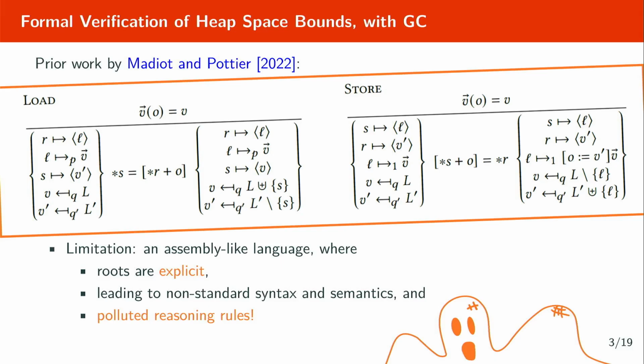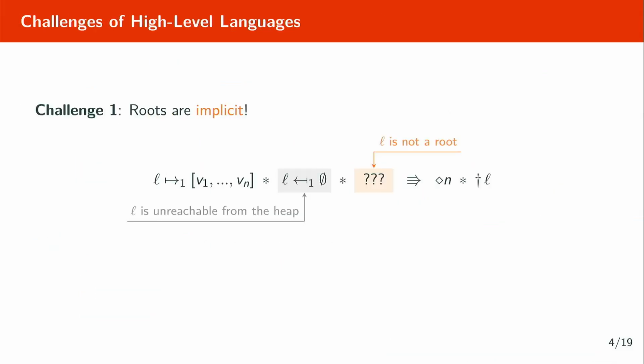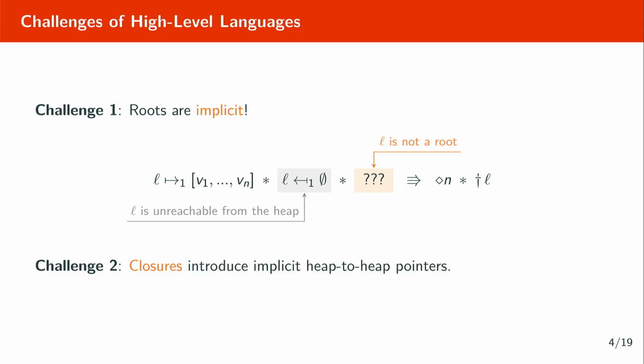So what are the challenges to target a high-level language? The first challenge is that roots are implicit. In high-level languages, we do not manipulate stack-to-heap pointers. So we need a logical deallocation rule of the following form. We can reuse the pointed-by assertions to track heap predecessors, but we need something more to track roots. The second challenge is closures. Because closures are heap-allocated blocks that point to the values of their environment, they introduce implicit heap-to-heap pointers.